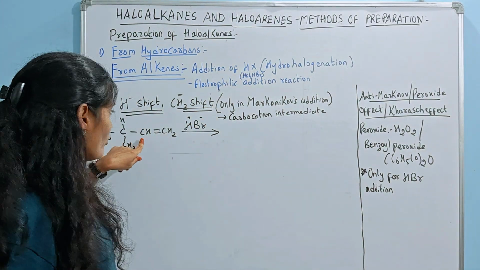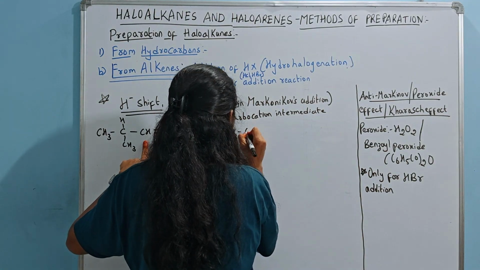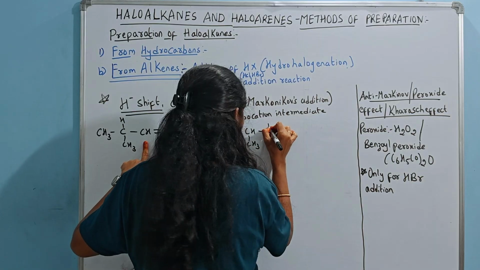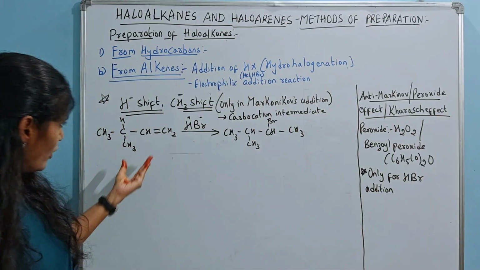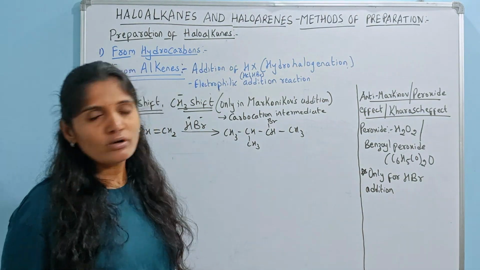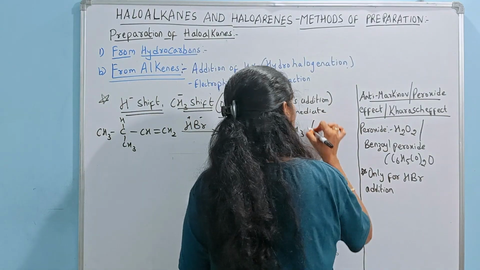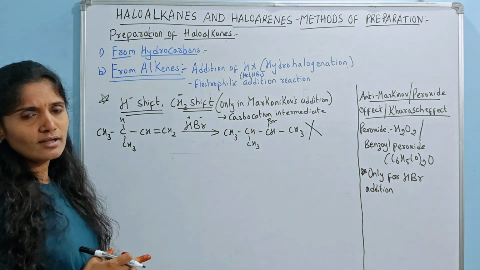The negative part will attack the carbon having fewer hydrogen atoms, and you will write the answer as CH3, CH(CH3), CHBr, CH3. This is how you will write the product according to the Markovnikov rule, and you feel the Markovnikov rule is a very standard rule. Definitely it is, but if you feel this answer is right, no, the answer is wrong. Why is the answer wrong?